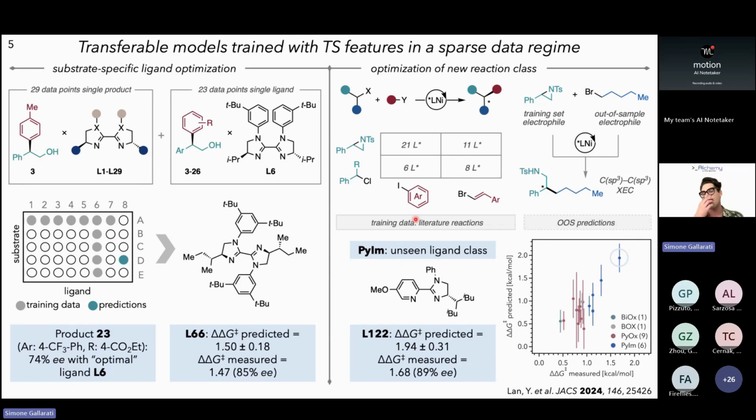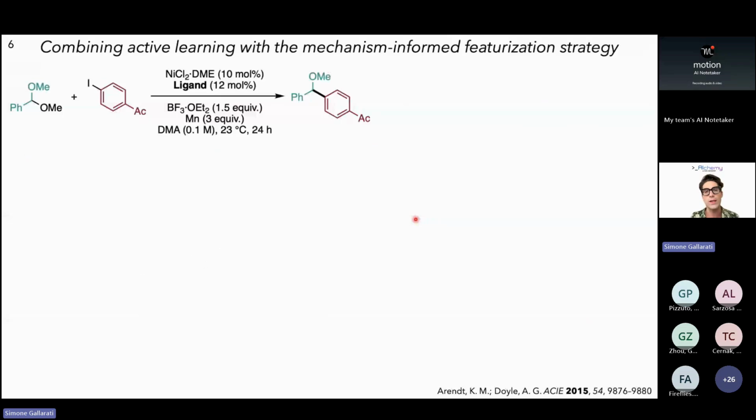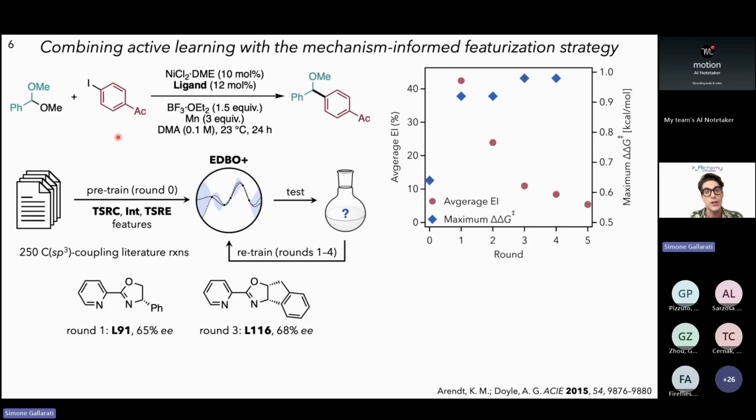This concept, where we can take literature data, train a model, and then use it on different reactions, is quite exciting because it suggests that we can build these models to so-called cold start or warm start the optimization of a new transformation. And this is what we did in our last case study, where we tried to do this prospectively for an unreported asymmetric reaction.